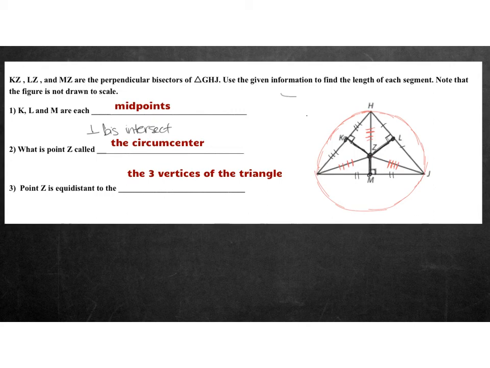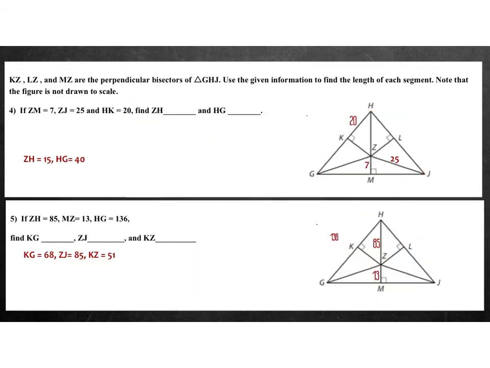So let's take a look at the next problems on the page. So it says here that in this diagram, KZ, LZ, and MZ are the perpendicular bisectors. We just looked at that up above. It says use the given information to find the length of each segment. Note that the figure is not drawn to scale. I know you can see the answers there, but we need to know how to do the math behind it. So let's check this out.